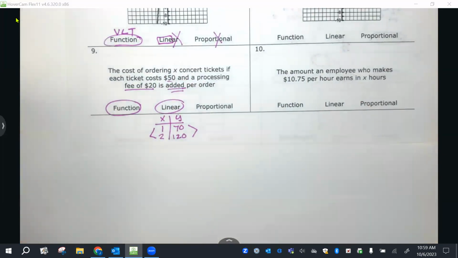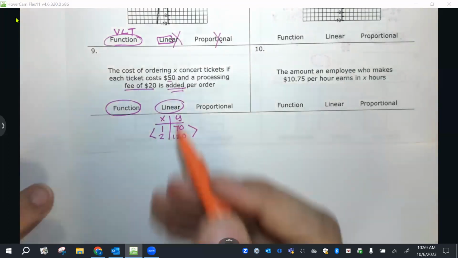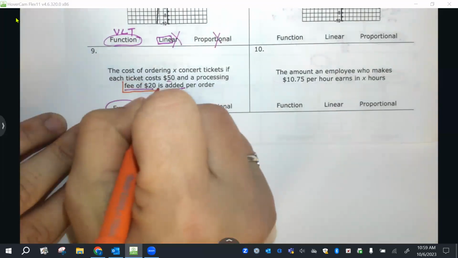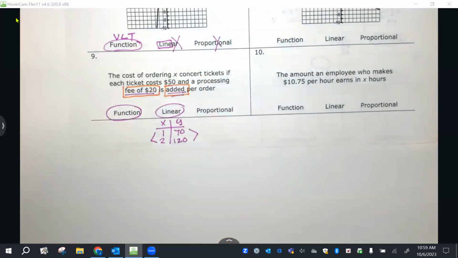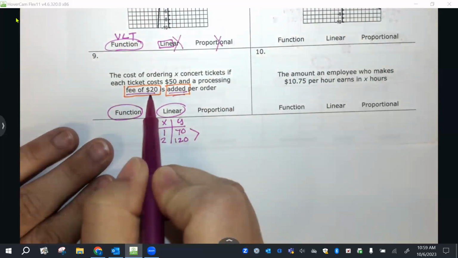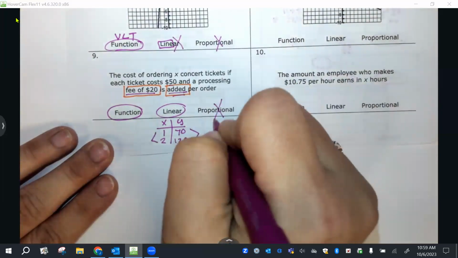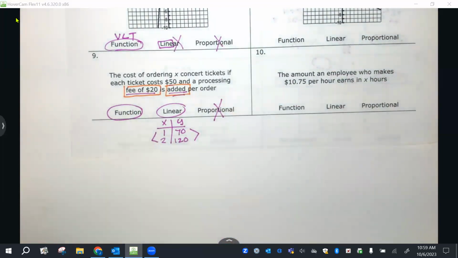And proportional. I know if it's proportional right here, because one, it says I have a fee, and then it says it's added. So when I write that equation out, I'm going to end up adding something on at the end. I'm going to add on a $20. So I know it is not proportional because I have to add.